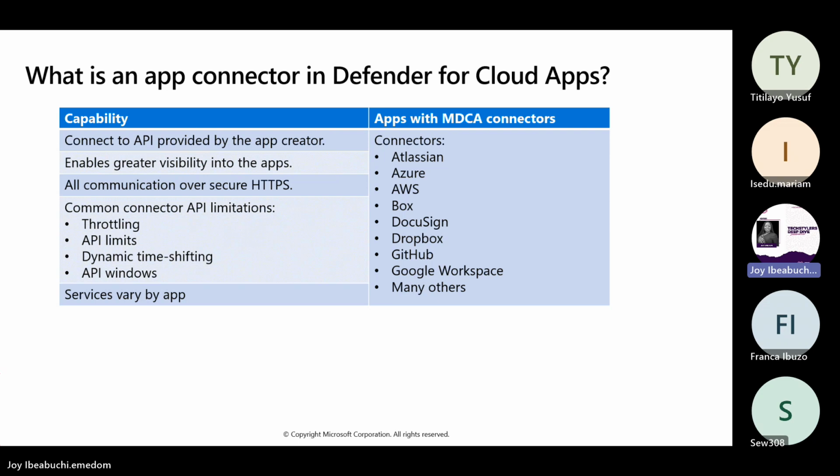Some connectors already exist for certain applications. So the likes of AWS, DocuSign, Dropbox, Google Workspace, Azure, Atlassian, Box. These are some of the existing connectors that allow you to connect directly to these apps. So it even gives you more visibility. These cloud app providers have provided API connectors for companies to be able to connect to them, so that they can gain more visibility when people use them.